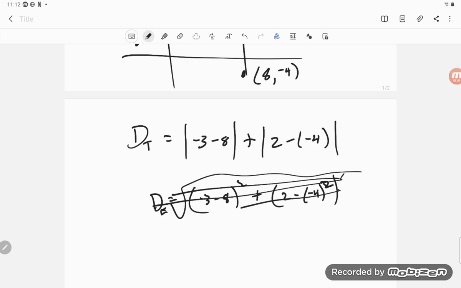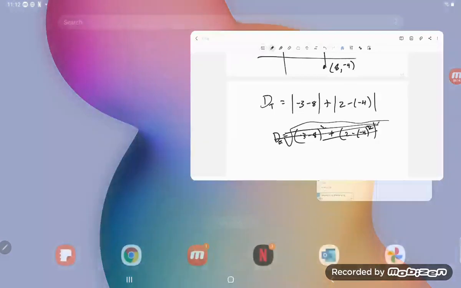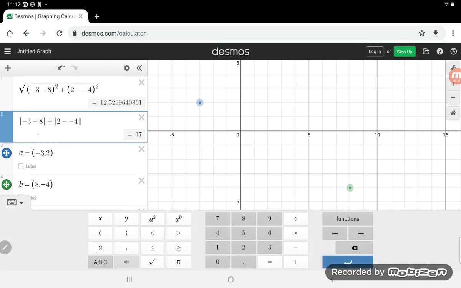So again, let's go to Desmos and see that we do, in fact, get different answers, of course. I typed this thing in ahead of time. The first row is the Euclidean distance, and from the last video, yes, that was 12.53. But now notice the second line, when I do the -3 minus 8 in absolute value plus the 2 minus the -4 in absolute value.